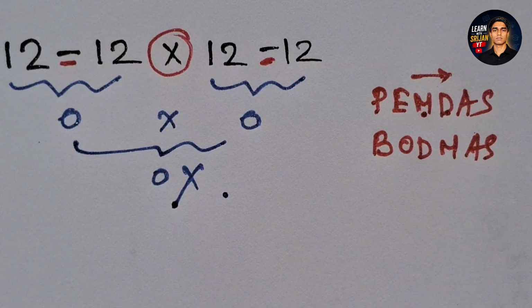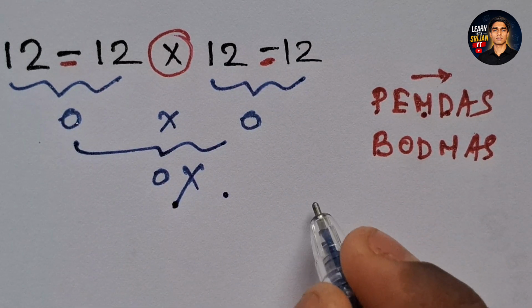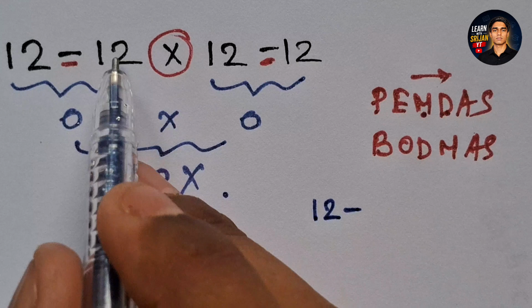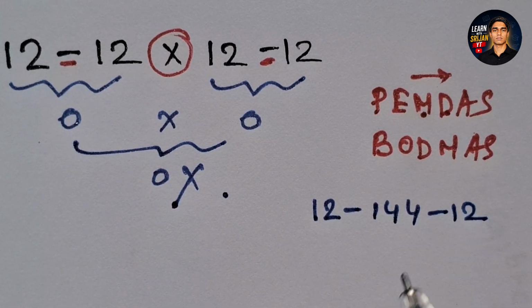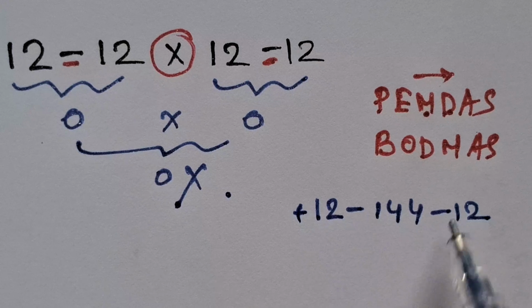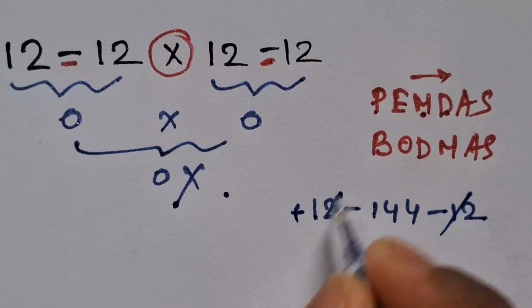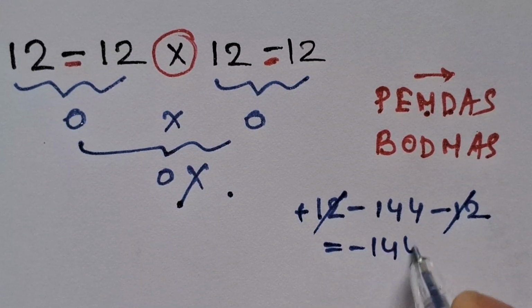So according to this rule, our answer will be first 12 minus 12 times 12 gives us 144, minus 12. If you notice, we have plus 12 and minus 12. So we can easily cancel them out and the answer will be negative 144.